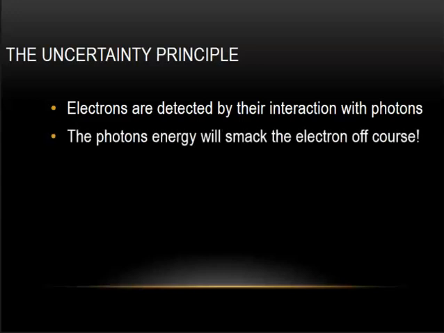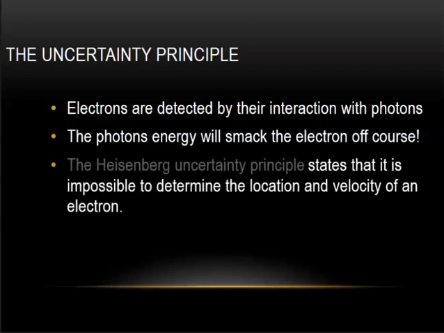The deal with electrons is that they're so small and so skittish. I've already shown you that photons have energy, and that energy will knock the electron off course. So if you try to measure what an electron is doing, you change what it was doing. It gets a little weird. So there's the Heisenberg uncertainty principle.